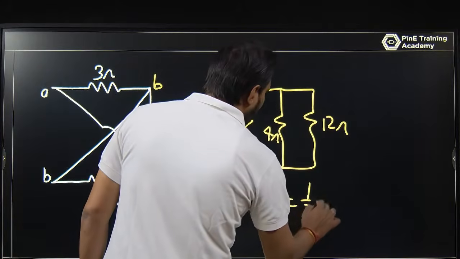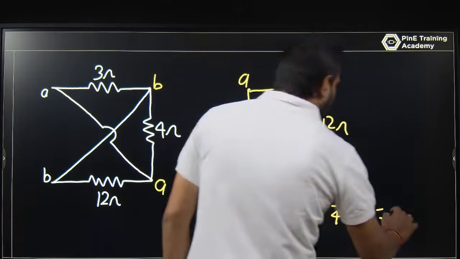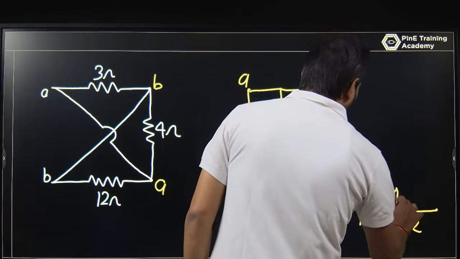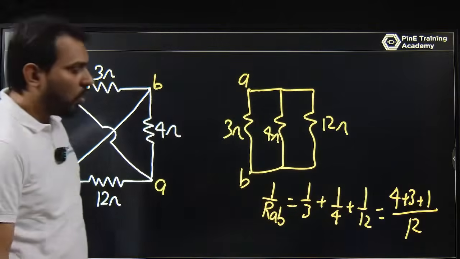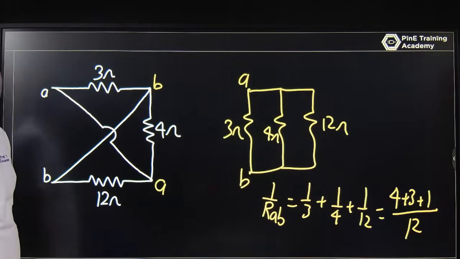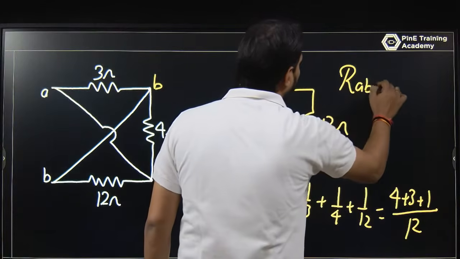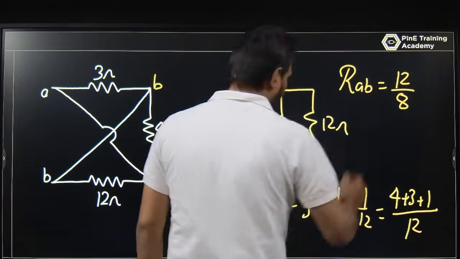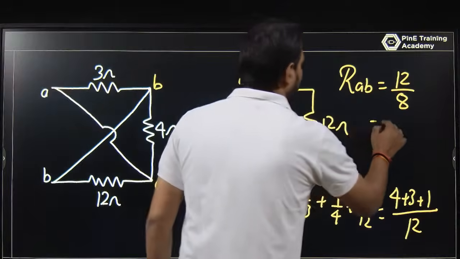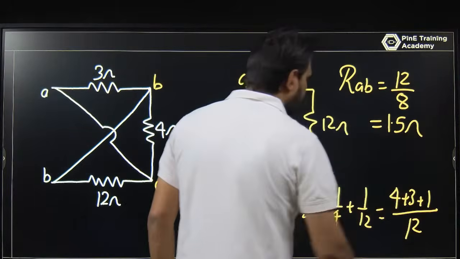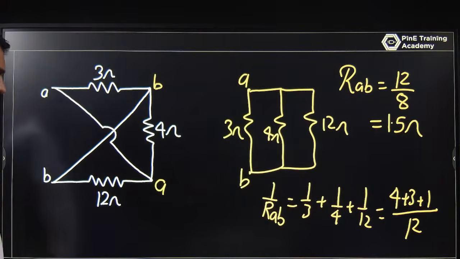That is 1 by 3 plus 1 by 4 plus 1 by 12. So the LCM is 12. This is 4 plus 3 plus 1. 4, 3, 3, 4 are 12, 4, 3 are 12, 12, 1 are 12. And this is RAB is 12 by 8. That RAB is 12 by 8. That is 1.5. Okay, this is the way you can solve that question.